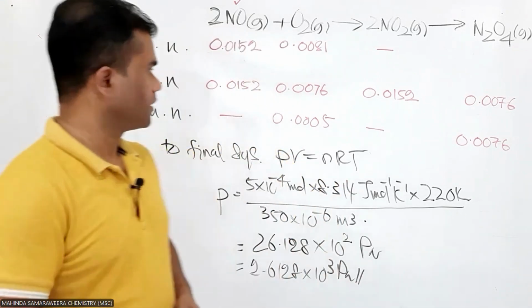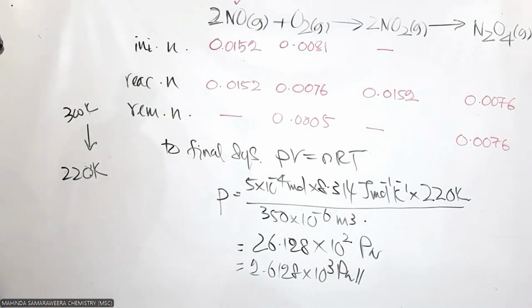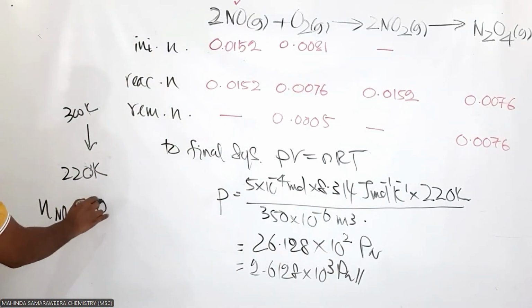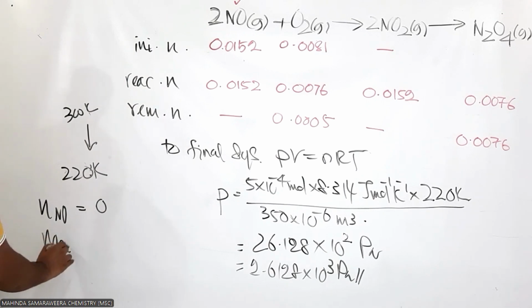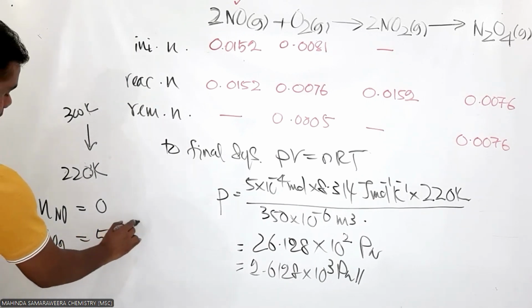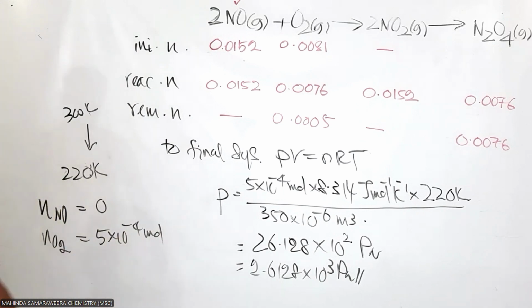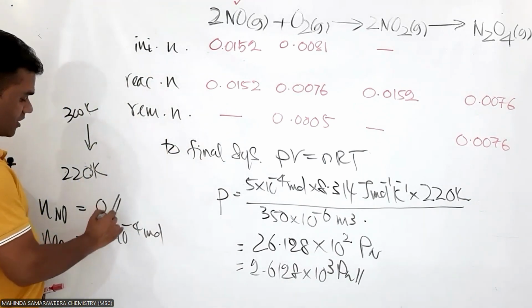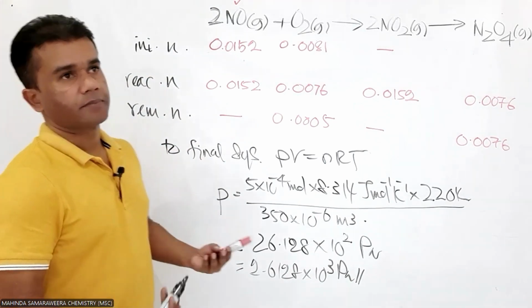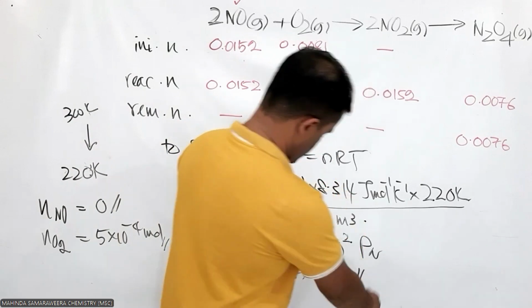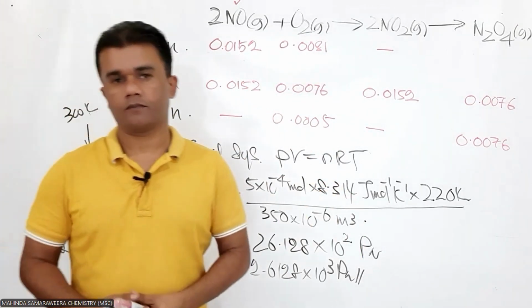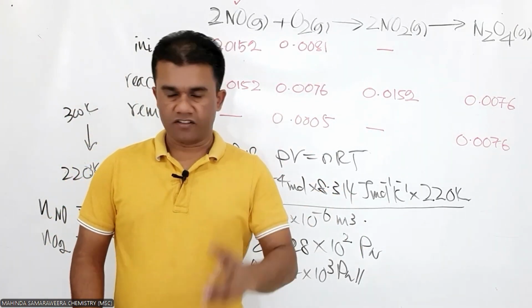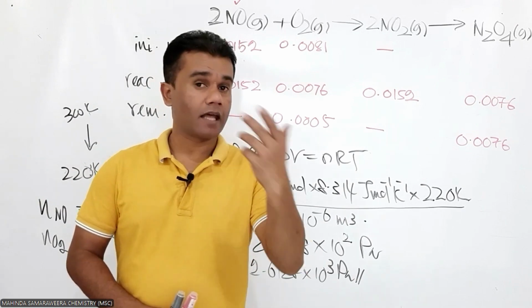Then the composition of the gas is also there. The number of moles of NO available is 0. The number of moles of O2 available at the end is 5×10^-4 moles. They ask the composition of gases, and N2O4 is not a gas, so you can give the answer like this. Thereafter, they ask the pressure of the system, and this will be the answer for that question. Got it? I hope you understood that one. Let's meet with another question.